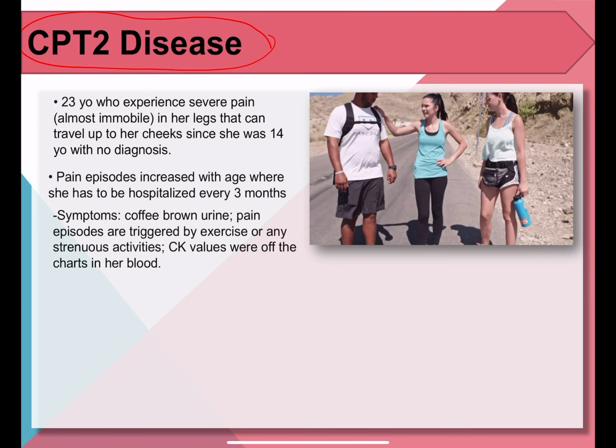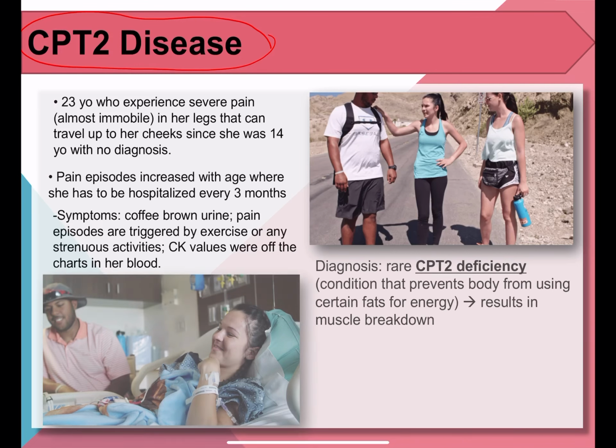So what they see is that every time she does a little bit more strenuous type of exercise or activities, she ends up with these episodes of pain, coffee brown urine, and in her blood, her CK values, creatine kinase values, are really, really high. Okay, so something's going on where her muscle fibers start breaking down and getting damaged and destroyed every time she is working out.